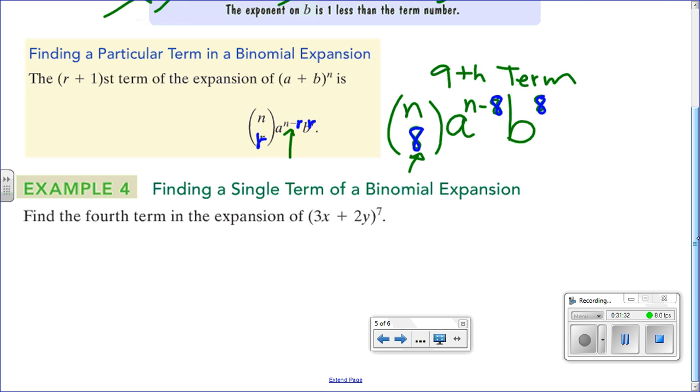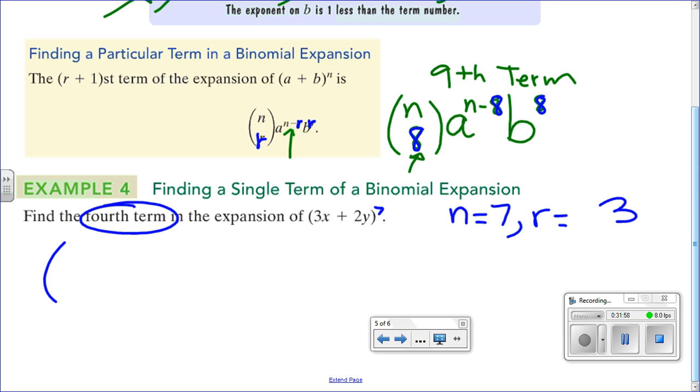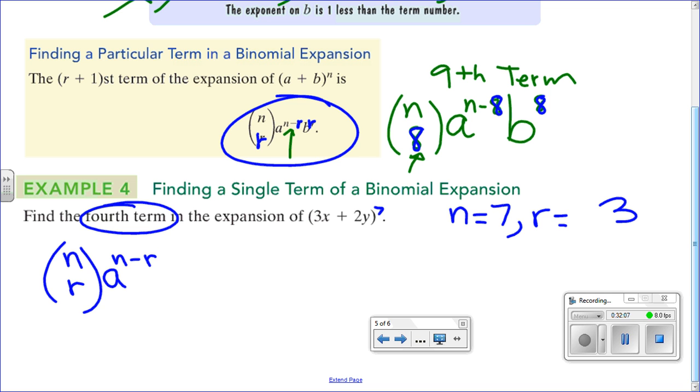So in this case, we want the 4th one. If we want the 4th term, the power here is 7, so n equals 7. And then r, is it going to be 4 or 3? 3. It's going to be 1 less. So I'm going to copy the formula here. It's n choose r, and then we have a to the power n minus r, and then b to the power r.